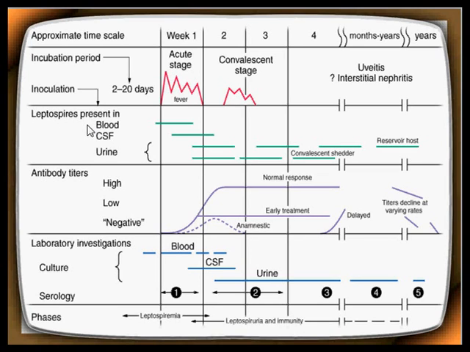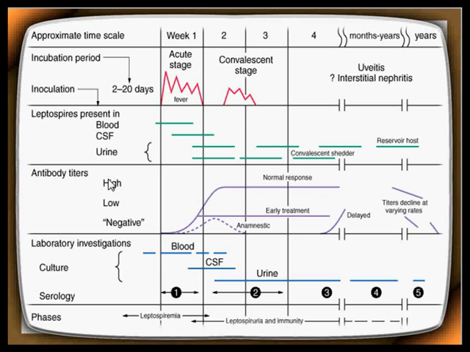Leptospires, where can they be isolated? In the blood, of course, in the first week; in the CSF during the first week and the early second week; in the urine from the second week, third week, fourth week; and of course in the reservoir host, particularly the animals, they will be excreting for years.